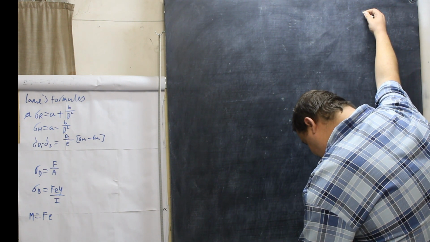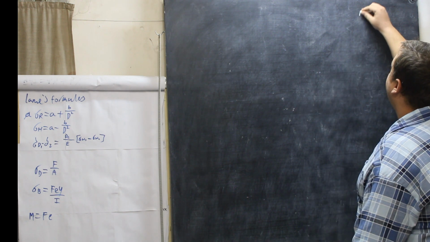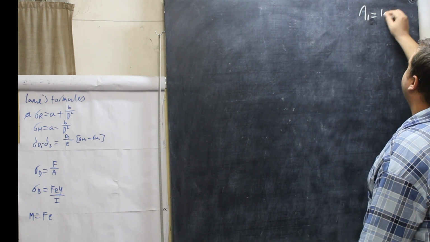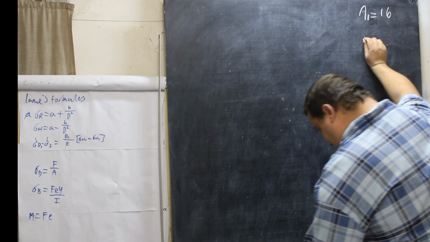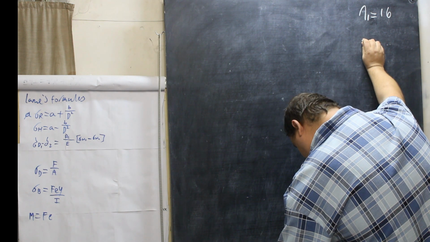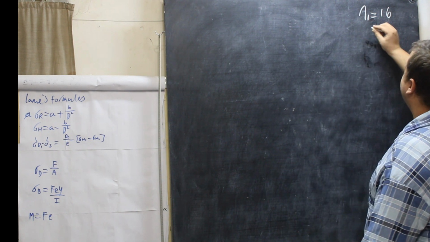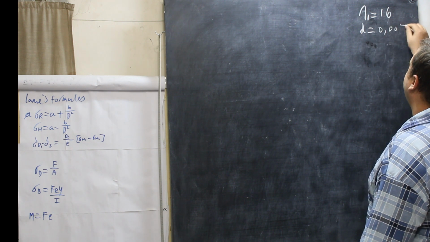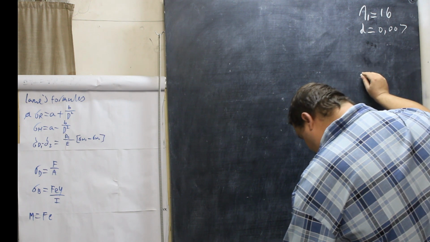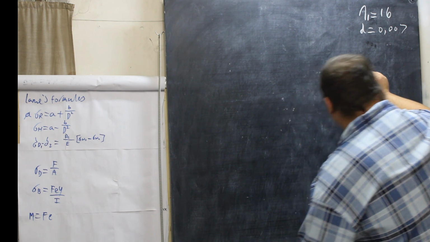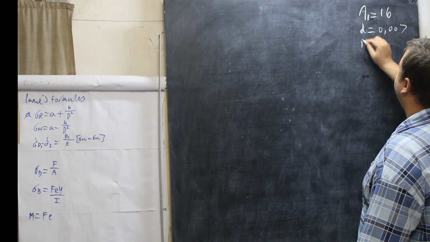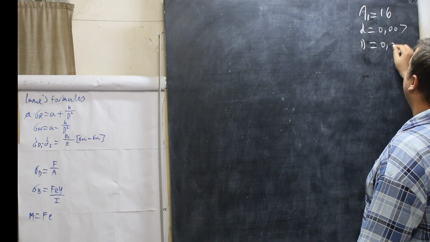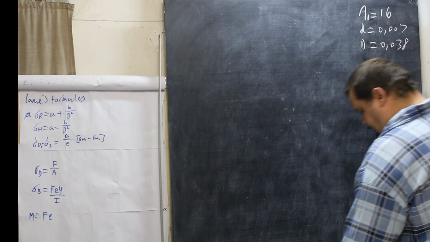First spring has N1 is 16 coils. The wire diameter, so small d, is 0,007, and the mean diameter, so that big D, is 0,038.